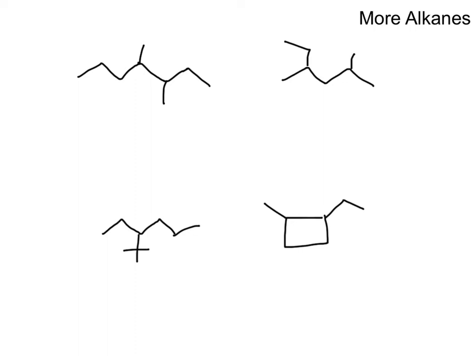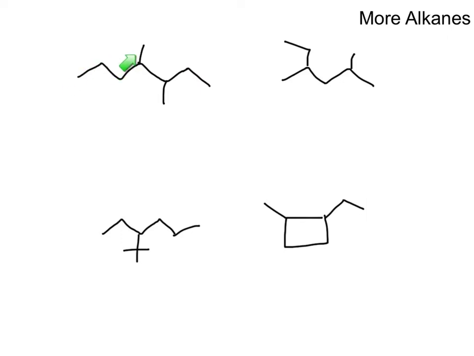Hi everybody, here's a second video on nomenclature, naming associated with alkanes. We're going to take a look at these four examples because each of them is going to bring up a slightly different issue. So let's take a look at this first one on the top left. Again, my first objective is to find the longest carbon chain.